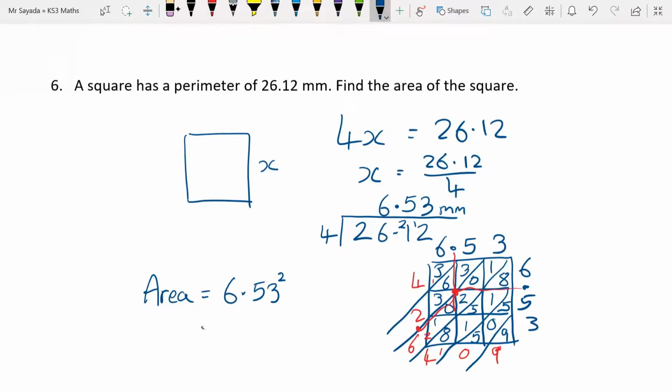So I need to write it out to make it clear. So my answer is 42.6409. So please mark your own answer. If you made a mistake, try and work out where exactly it was. It's most likely to have been in your division or your multiplication.